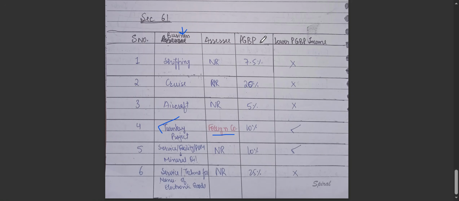PGBP has different rates for each business. It's 7.5%, 20%, 5%, 10%, 10%, 25%. And then the option to declare lower PGBP income. Normally, no business is allowed to declare lower PGBP income, but except for these two, turnkey power projects and facility, plant and machinery for mineral oil, these two businesses are allowed to declare income at lower PGBP income. And if they do so, they'll also be allowed to set off any brought forward losses. Otherwise, this option is not allowed to any business under this section.